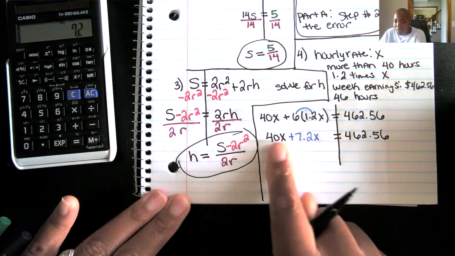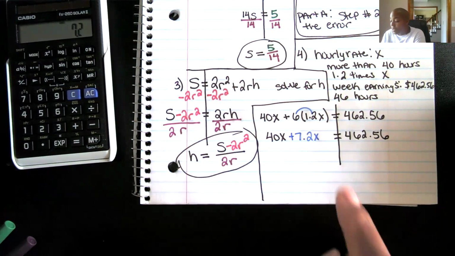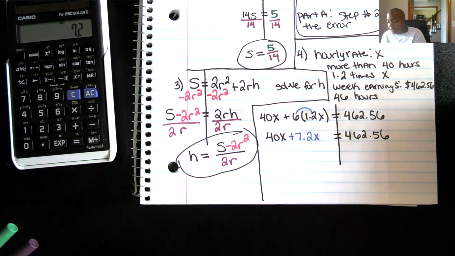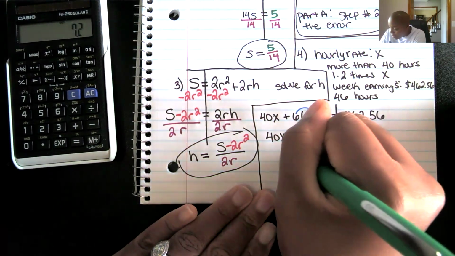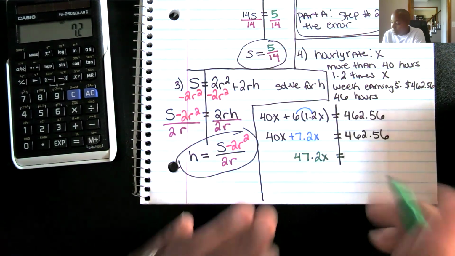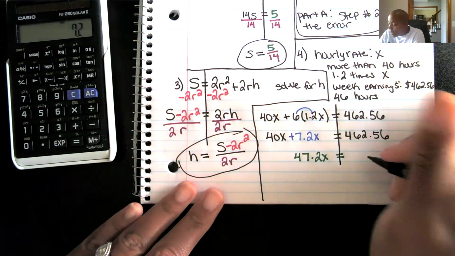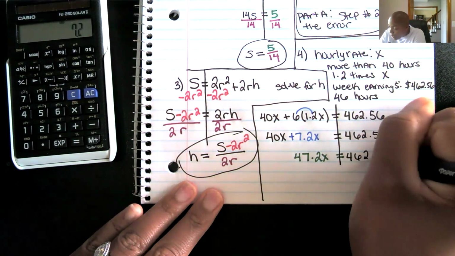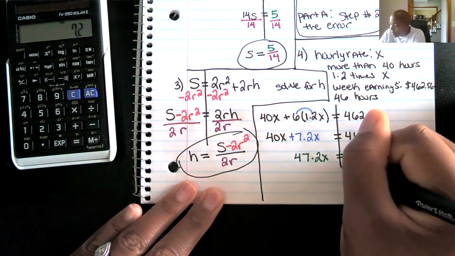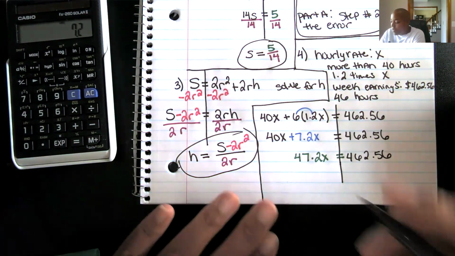They both have an X, the same exponent. So we can add these two together. 40X plus 7.2X is 47.2X. And that still equals 462.56. Now we just have to get X by itself. We're going to divide both sides by 47.2.